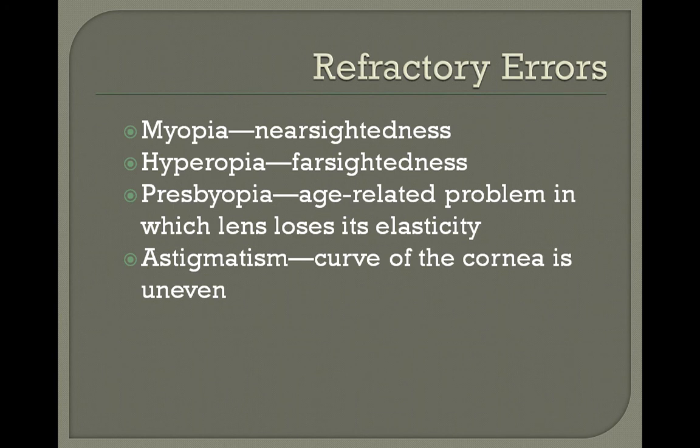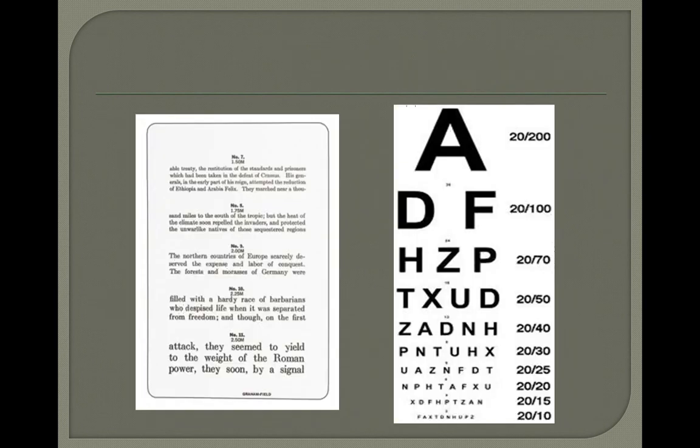Now, presbyopia is the normal loss of near vision that occurs with age. And so this happens because, as it says here, the lens loses its elasticity. And so a Jaeger chart is what we use to test for the loss of near vision. So this is a Jaeger chart, and then you have the Snellen chart, which is what we typically see being used at the doctor's office.